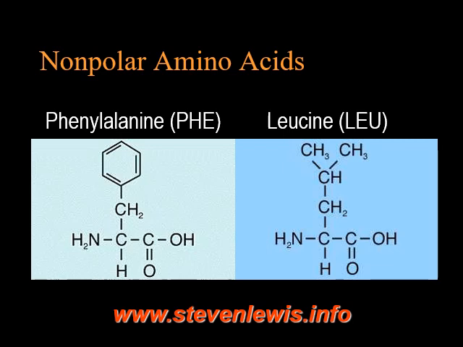They include the amino acids phenylalanine and leucine. Notice the amino acid phenylalanine has a hydrocarbon side chain which includes a ring structure. Sometimes this is called the benzene ring structure. It's not shown, but at each corner of the ring is a carbon. There's actually 6 carbons in this ring, and attached to those carbons are hydrogens. They're not shown either.